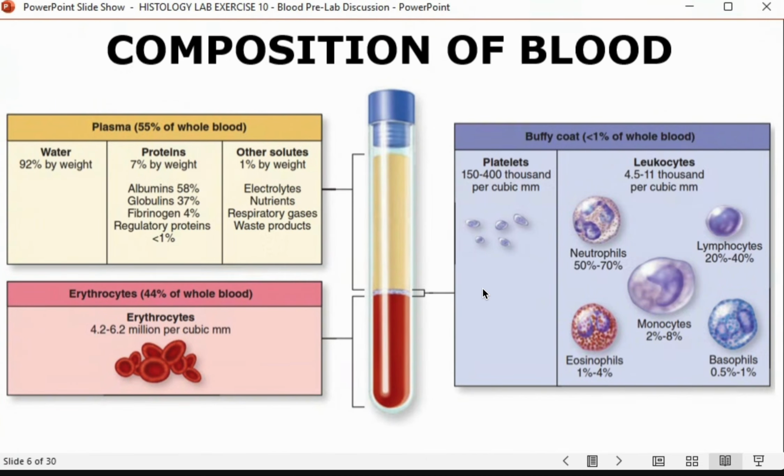Now, blood, you already know its composition. You have your plasma, which is 55% of whole blood. Your erythrocytes, your red blood cells, is 44% of whole blood. And your buffy coat, this small sliver here in between the two, is less than 1% of blood, and it contains your platelets and your leukocytes. Of the white blood cells, your neutrophils are 50 to 70%, the largest portion. Lymphocytes are 20 to 40%, monocytes 2 to 8%, eosinophils 1 to 4%, and basophils less than 1%.